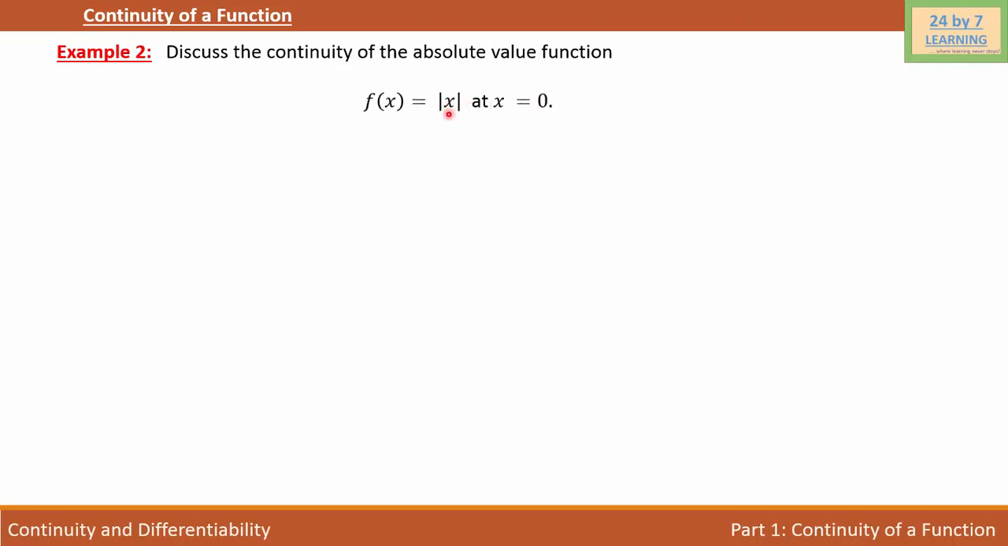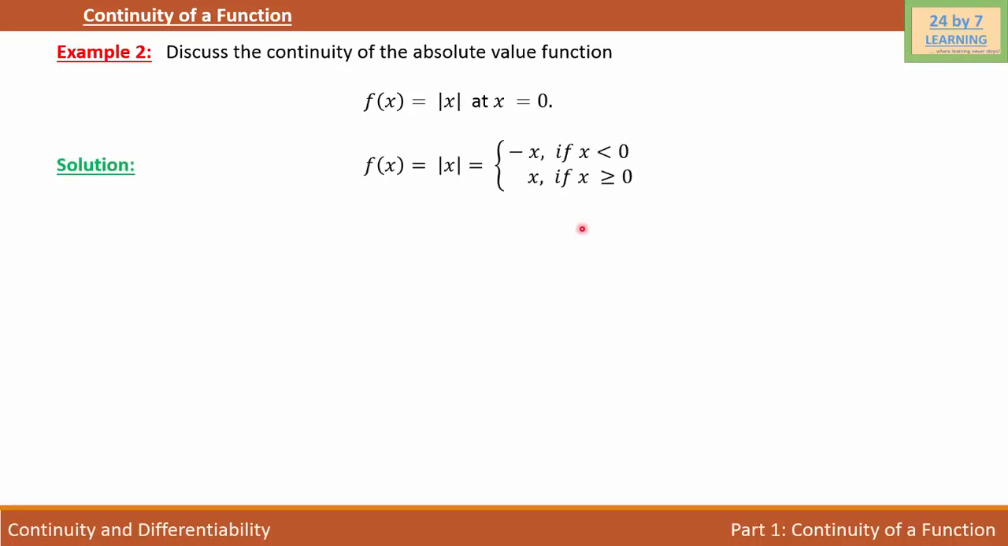Let's consider an example of the continuity of a function. Discuss the continuity of the absolute value function f(x) = |x| at x = 0. In order to find the continuity of the absolute value function at the point x = 0, at first we need to see what is the nature of the function. So let's look at the function at first.